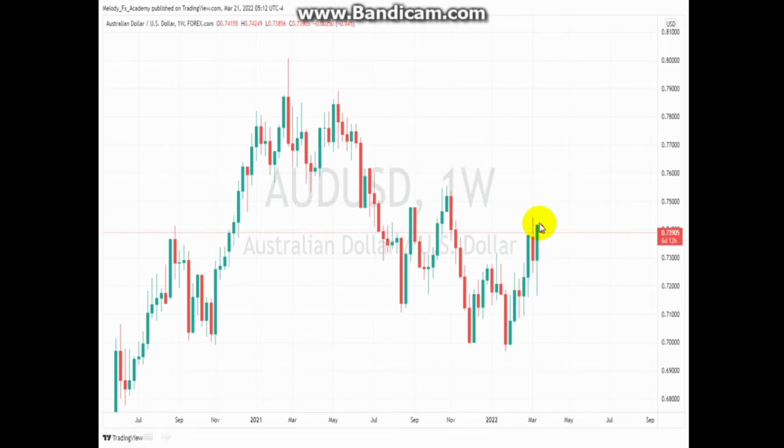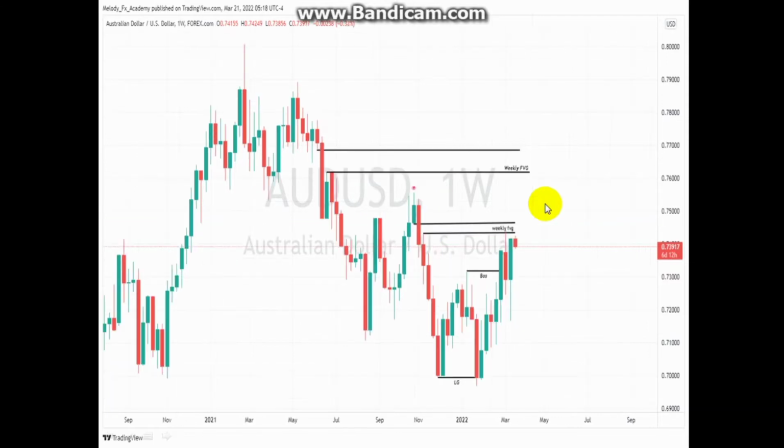As you can see, price is bullish on the weekly time frame, so this is my bias for this week. We have a fair value gap right here that price retraced off from, and we are still expanding. Let's see some annotation on the chart. We have this weekly fair value gap right here. Price bounced off it and retraced a bit lower.